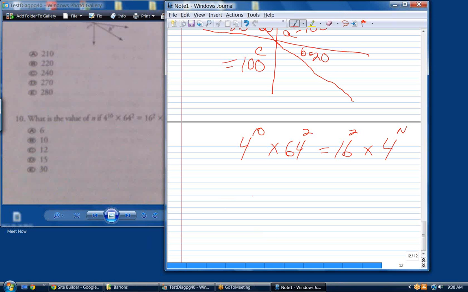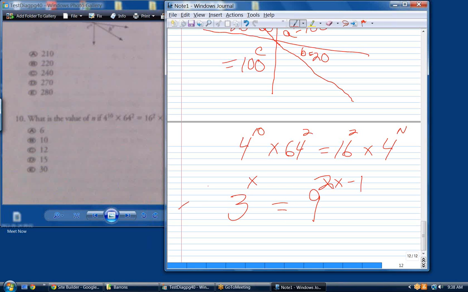Let's talk about exponential base problems. If I say 8, no, I don't want 8. Let me use different numbers. Let me say that 3 to the x is equal to 9 to the 2x minus 1.